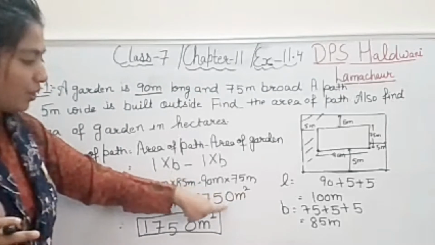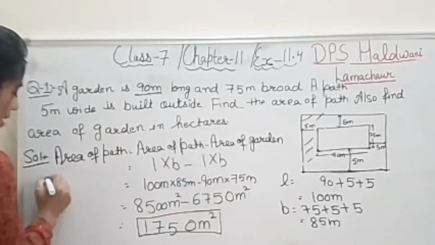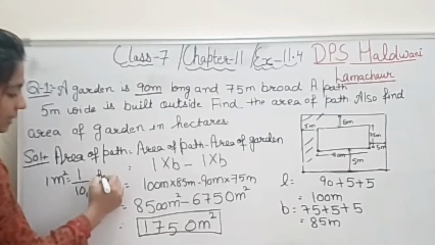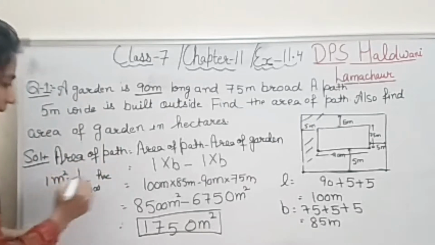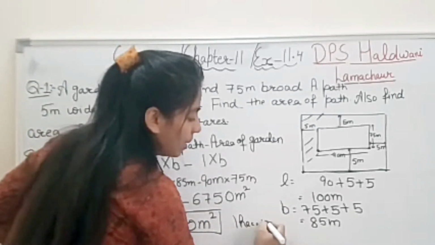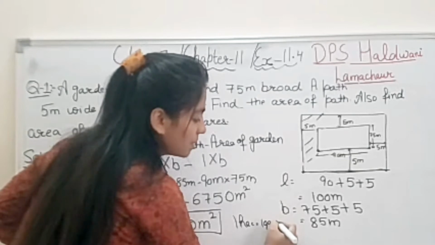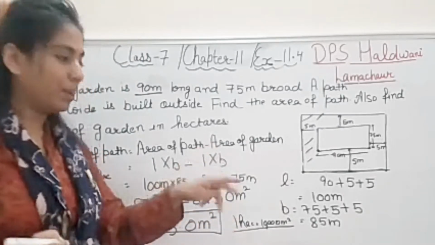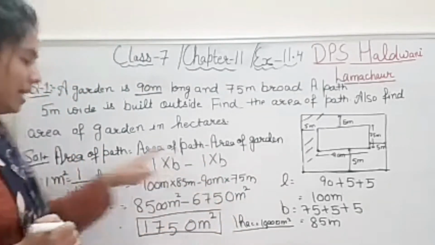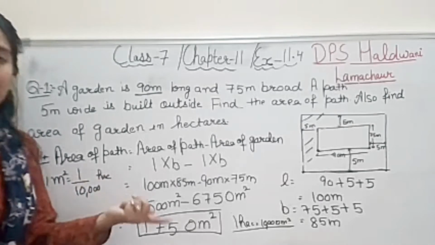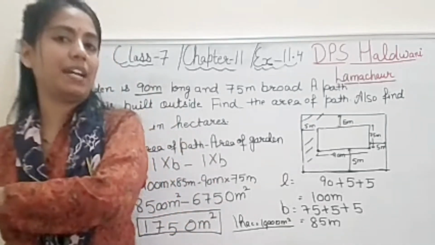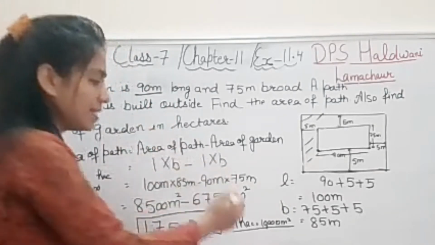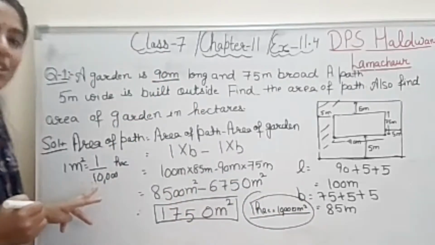You have to convert the area of garden into hectare. So for this, we know 1 meter square is equal to 1 upon 10,000 hectare. This is the formula, student. Because in 1 hectare, we have 10,000 meter square. It means 10,000 meter square is equal to 1 hectare. But we have to convert meter square, so 1 meter square is equal to 1 upon 10,000. As we used to do, 1 meter is equal to 100 centimeter, so 1 centimeter is equal to 1 upon 100 meter. In the same manner, this is the general formula. From this formula, we took this formula.